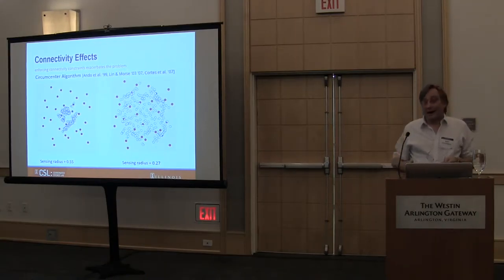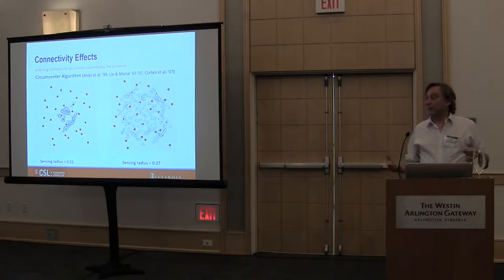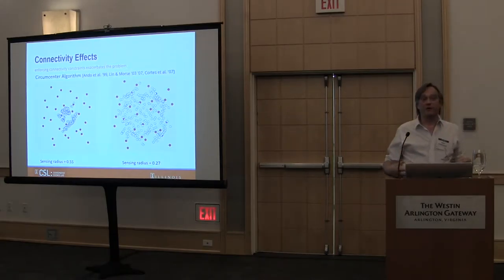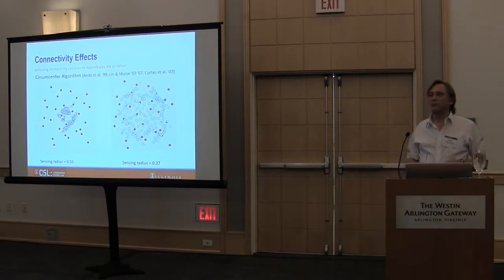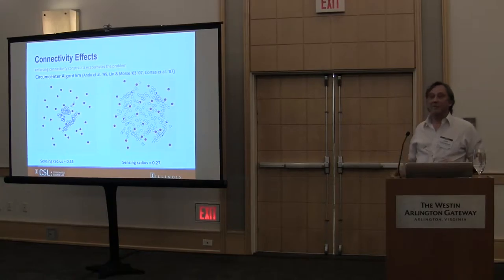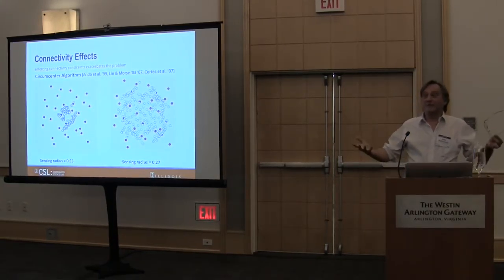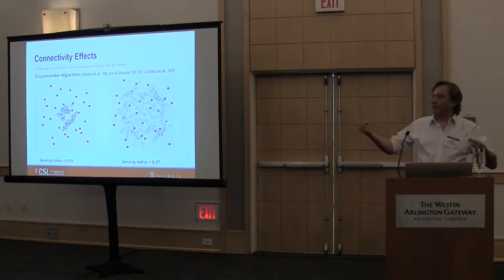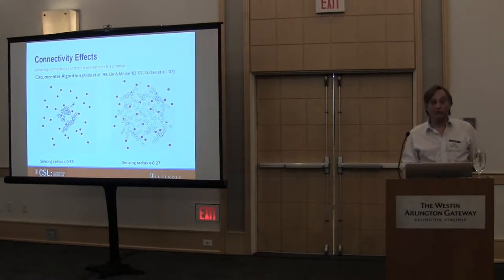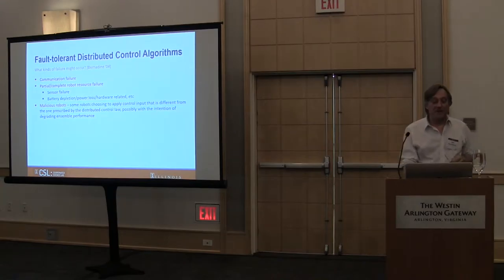This is probably one of the more famous ways to do distributed consensus with connectivity constraints. It's called the circumcenter algorithm. And basically, you just make sure nobody ever moves too far away from his neighbors as the algorithm goes. And you see here that what happens is if you try to enforce connectivity constraints, you never move away from the failed robots because you try to maintain your connectivity. And so that's even worse than what you might otherwise have.